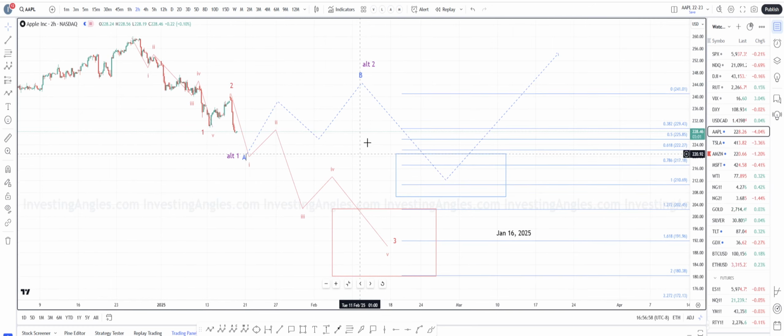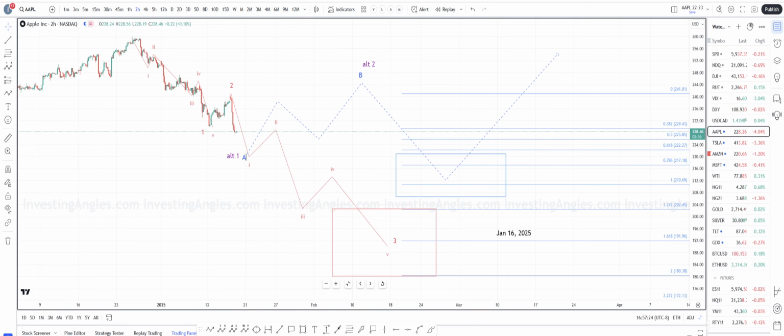That would be something. And if however Apple takes a more moderate path and decides to go through A, B, C, well, then we might see something like this. At this point, Apple didn't show any reversal pattern, so we are expecting it to move down. Once we see something, we'll adjust.